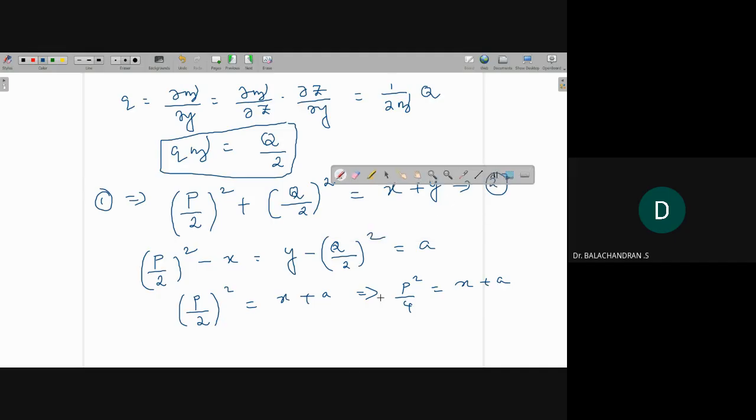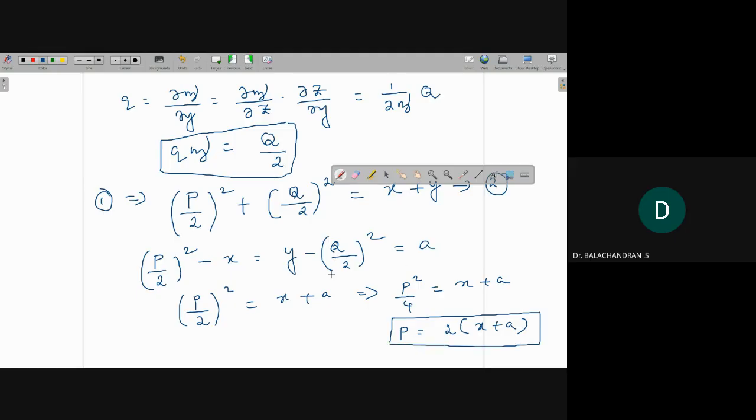From this, p square equal to 4 into x plus a. So p equal to what? 2 into, actually you'll get plus or minus, I will take the positive value. P is equal to 2 times root of x plus a.